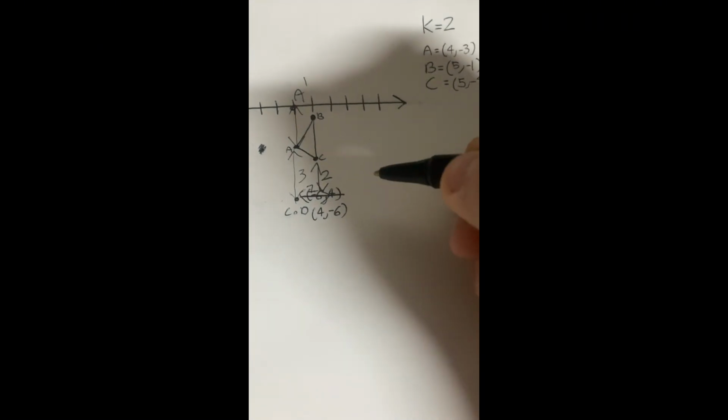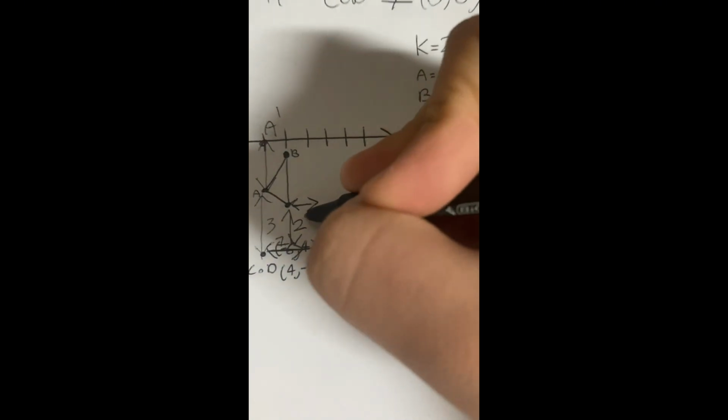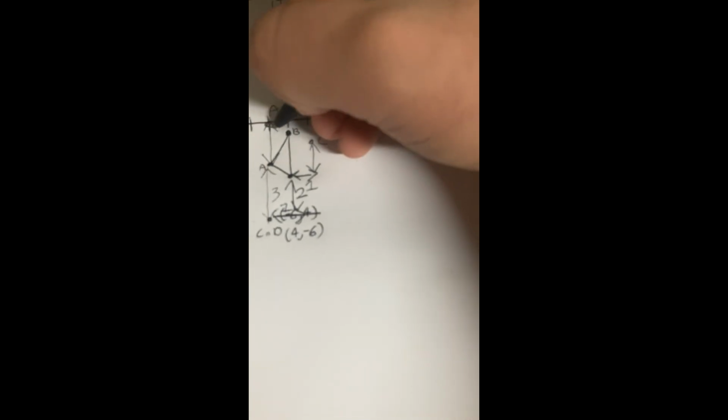This would be the new A prime. C is 1 to the right and 2 up. So let's do that. It's a little messy, sorry. So it's 1 to the right, 2 up. Let's do that again. 1 and then 2 up, which would be 4, 2. This would be C prime. Let's connect A prime and C prime. This is the start of our new triangle.